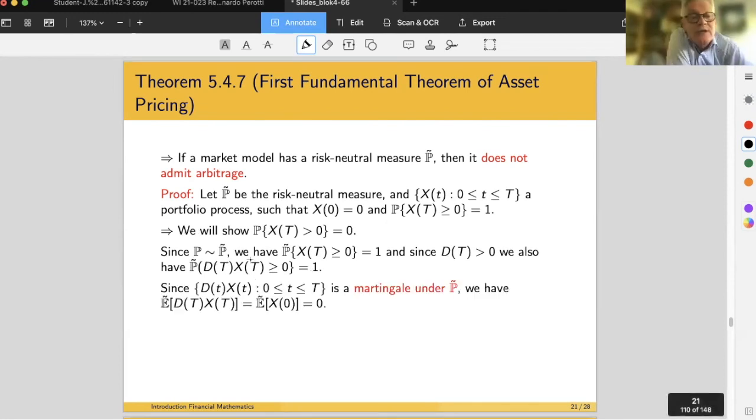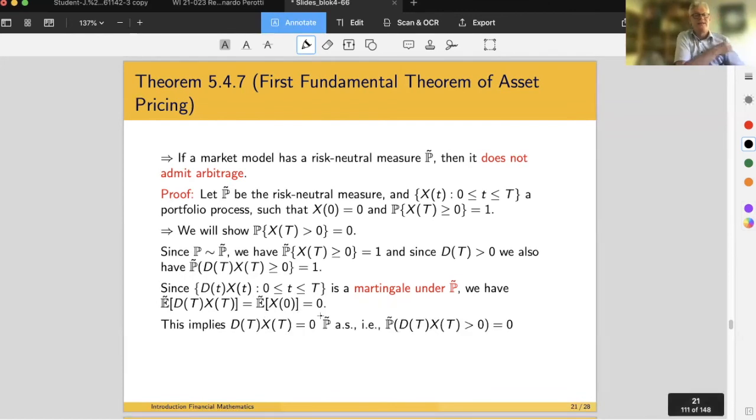Now we know, so if we have this under P tilde, we know that the discounted portfolio process, D_t X_t, little t between 0 and capital T, we know that this is a martingale under P tilde. And therefore we have that in expectation under the measure P tilde, so the expectation sign with a tilde on top, of the discounted portfolio process at final time, that is equal to the expectation under the measure P tilde of the portfolio process at 0 times the discount at 0, which is equal to 1, and this expectation is equal to 0.